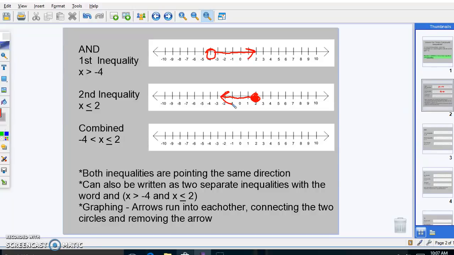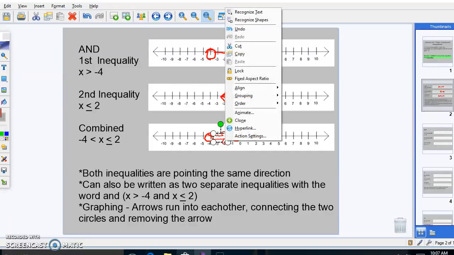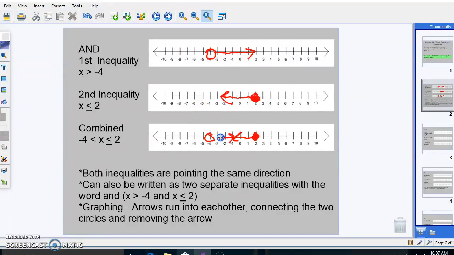What that means is we're first going to show a closed circle at 2, like we see in the second inequality. We're going to have an open circle at -4, like we see in the first inequality. My arrow from 2 is going to the left, and my arrow from -4 is going to the right. So those two arrows are going to merge together, and it's just going to be a straight line. You won't even have arrows, you will just have a line connecting those two circles.